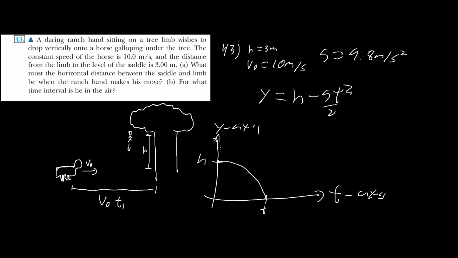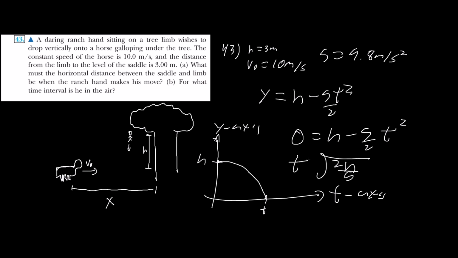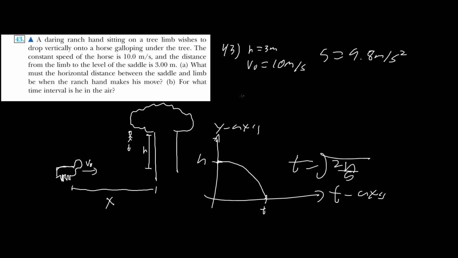Notice, folks, that this is actually pretty straightforward once you get the hang of it. The question is asking, what must the horizontal distance be? What is this specific x that we're looking for? In order to find that, let's find the time it takes for h to reach 0. We take 2h divided by g, square root the thing, and boom, there's the time. The time it takes for the guy to fall towards the saddle is 0.782 seconds.